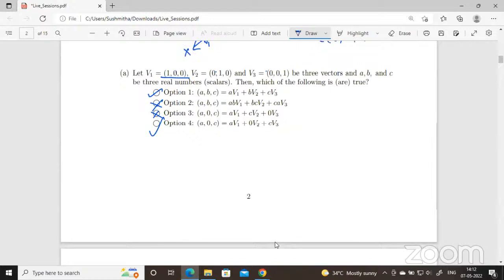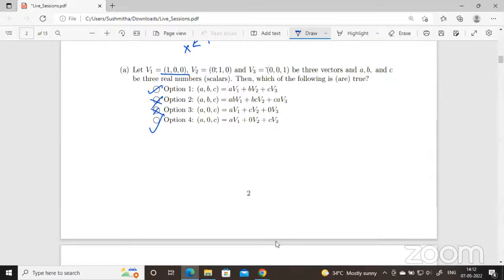Do you have any doubts in this? No, ma'am. Ma'am, how come option 4 is correct? Can you please explain? It's (a, 0, c), so it can be written as a times (1, 0, 0) plus 0 times (0, 1, 0) plus c times (0, 0, 1). Okay, got it. You take the right hand side and simplify to get the left hand side.